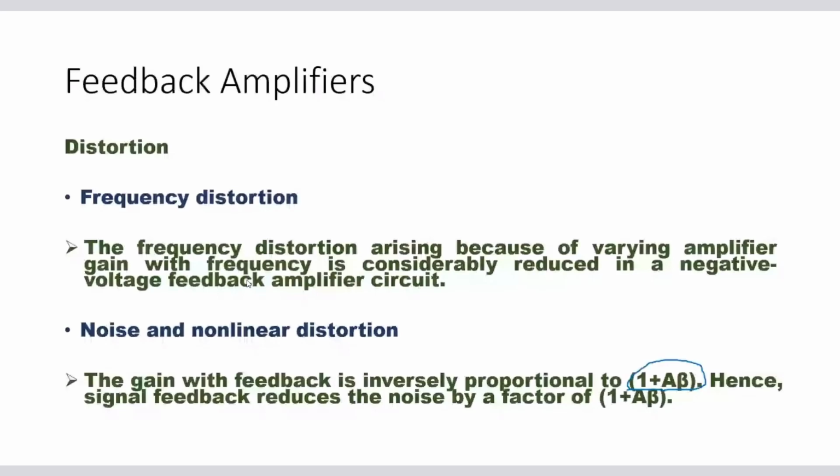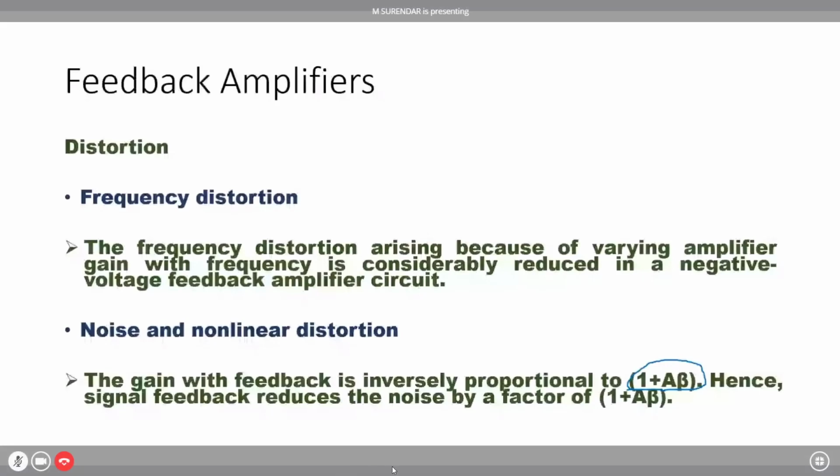A is the actual gain, and because of introducing the feedback, we will be having A divided by 1 plus A beta. Now for the feedback system, that 1 divided by 1 plus A beta will be there. That's why the gain is inversely proportional to 1 plus A beta. So that not only decreases the gain, but it also reduces the noise term as well. So reducing the noise means reducing the nonlinear distortion as well. So in that way, we will be reducing the frequency distortion, noise and nonlinear distortion. Okay, so these are some advantages of the feedback amplifiers.